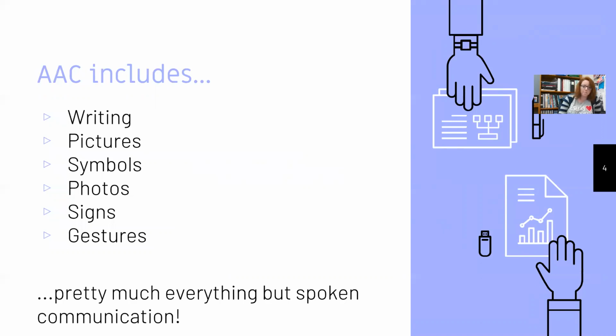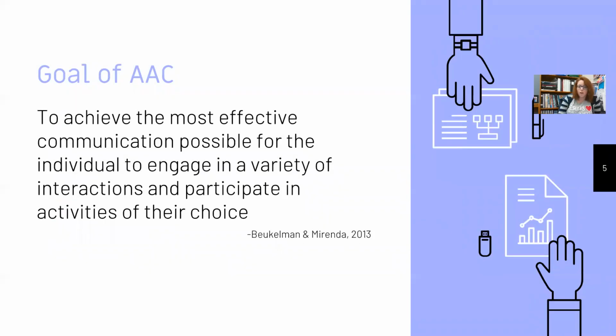The goal of AAC for any person with a communication impairment is to achieve the most effective communication possible, so that person can engage in a variety of interactions and participate in activities of their choice. So that means that they can be involved at school, they can be involved at home, maybe at church, in the community, on a job, whatever they're doing, across all these settings, all these contexts with all these different people. And that they're able to do what they want to do and aren't limited by their communication impairment.